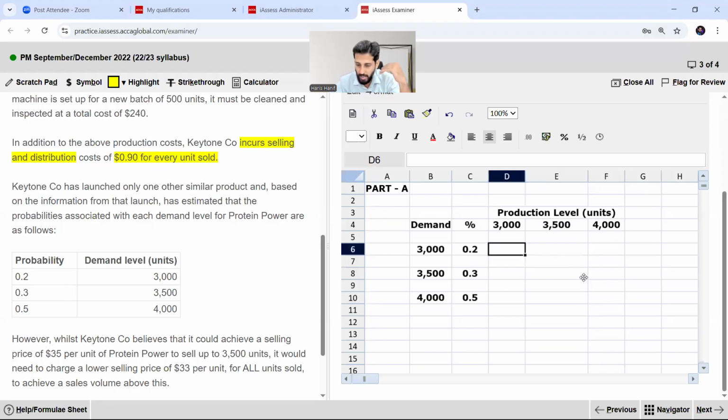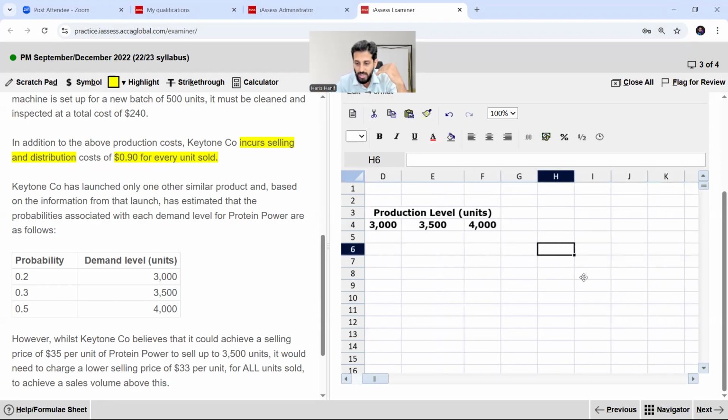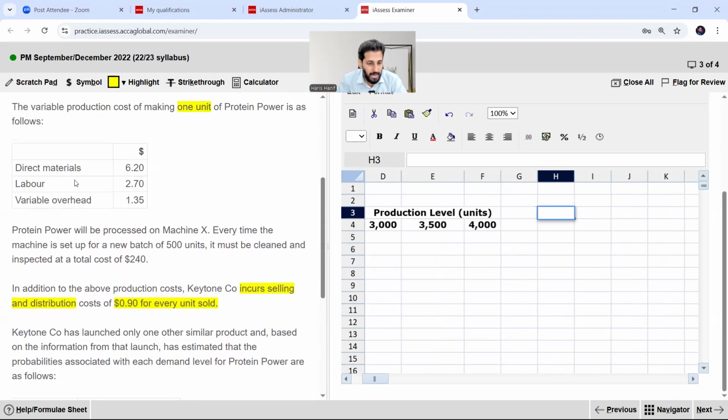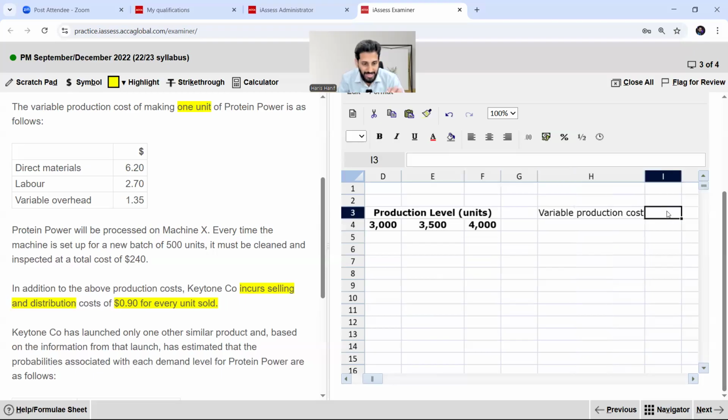Here I am now going towards the right side, and I'm writing in cell number H3 production cost. Sorry, not the production cost. I'm simplifying my answer. This is my variable production cost. So keep it very simple.